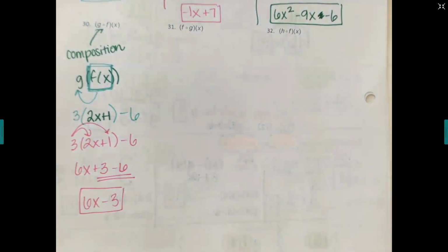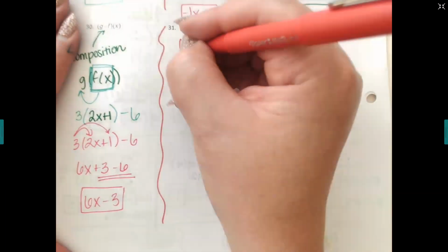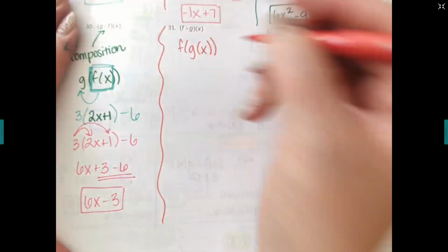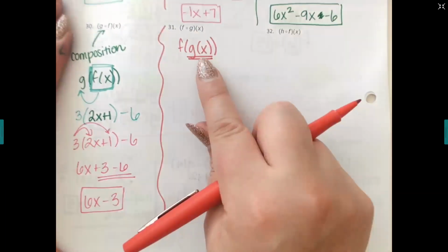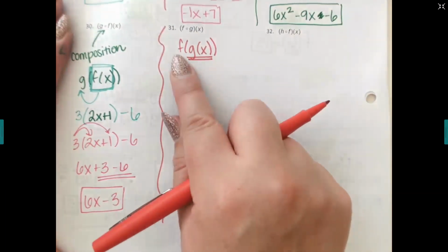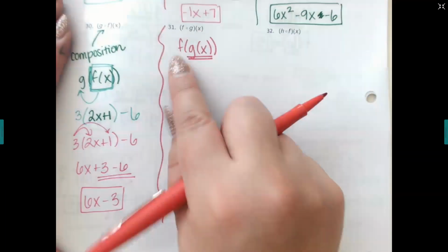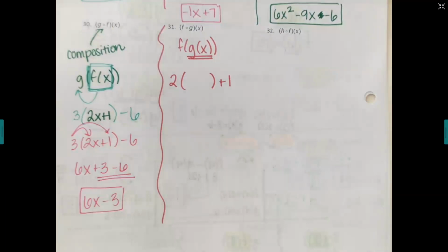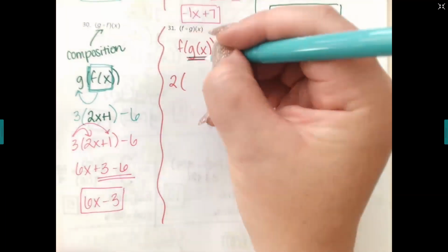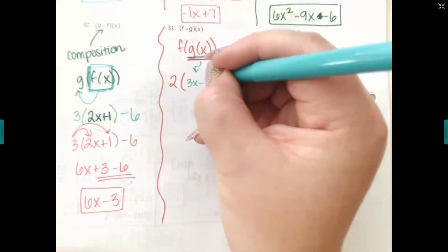All right, take a look at the next one. This time I want F composition G. Well, then I would do F of G of X. So notice that now the game plan is that I'm going to use my G formula and plug it into my F equation. So remember that your F equation is a 2x plus 1. And then inside of where that X went, I'm going to take my G formula and plug it into that spot. Which what? 3x minus 6.